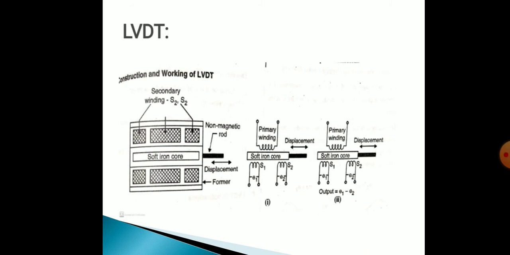LVDT. This is the most popular and widely used inductive transducer. It is a passive transducer. It converts linear displacement into an electrical signal. The figure shows the construction details of LVDT. There is one primary winding and two secondary windings. These windings are arranged on a cylindrical former.